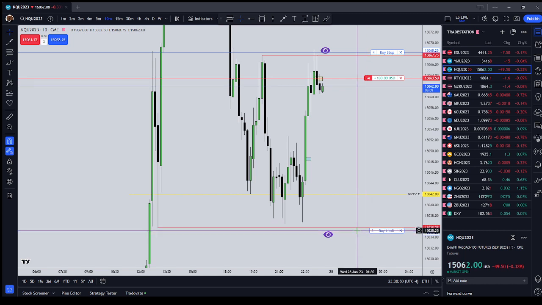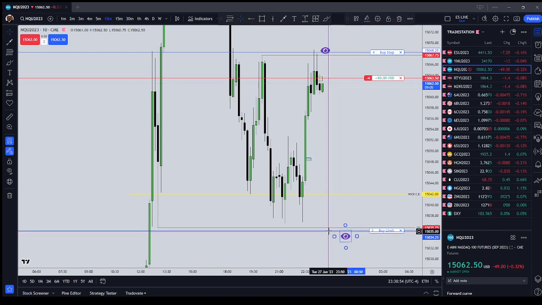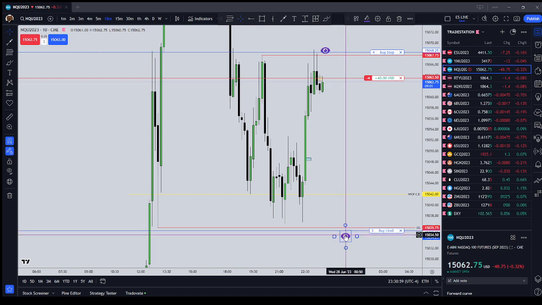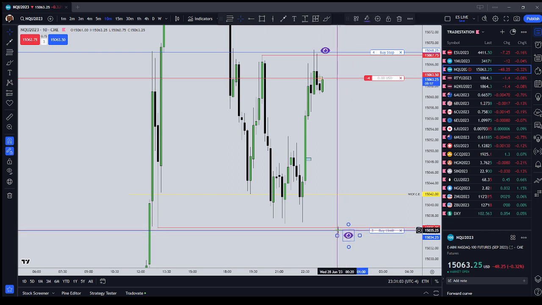This liquidity down here is just like walking around with, you know, five grand in cash in the hood down here. I mean, this is waiting to be robbed.